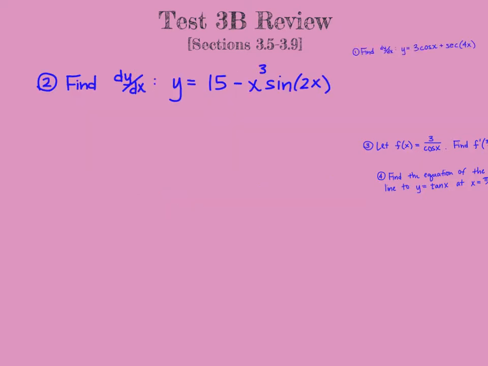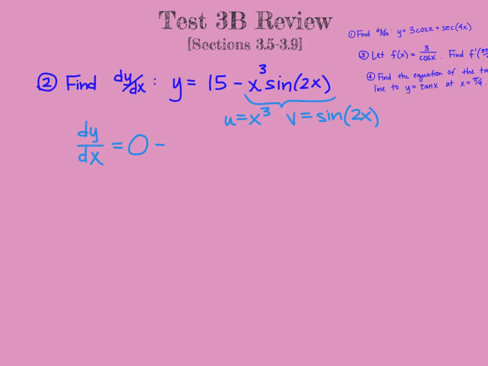Problem number 2, again, we want to find dy/dx. So dy/dx equals, the derivative of 15 is 0, then minus, what we want to do is find the derivative of this product. It is a product, and we need to use the product rule because each one of our factors, x cubed and then the sine of 2x, has the variable x in it, which is what we're taking the derivative with respect to. So we do need to use the product rule here. Our u value is x cubed, and our v is the sine of 2x.